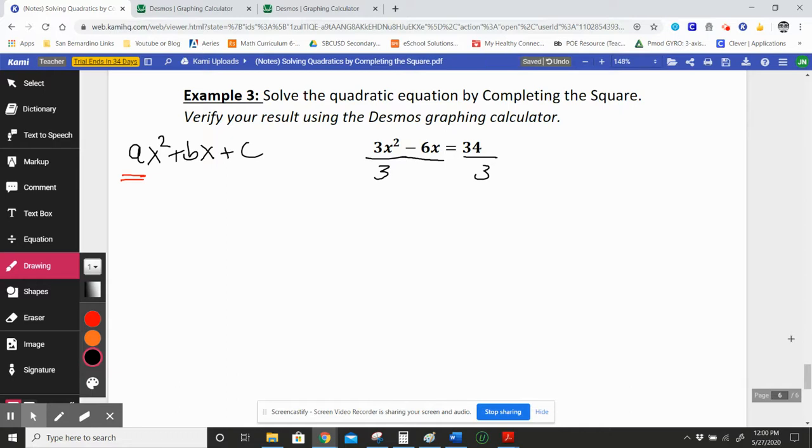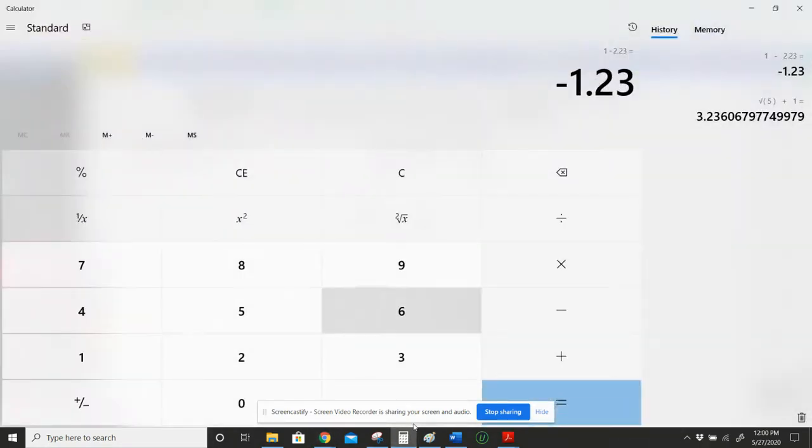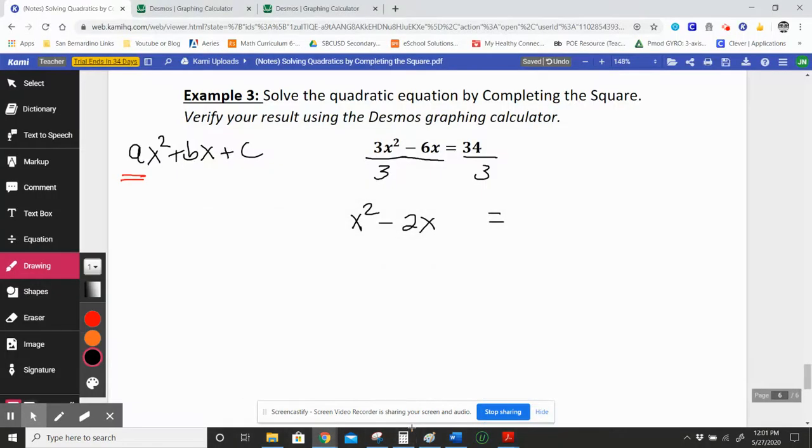So on the left-hand side, I'm left with x squared minus 2x. On the right-hand side, I'm left with 34 divided by 3. Is that an even number? I don't think that's an even number. I think we're going to have to deal with fractions. 34 divided by 3. No, not even. Wishful thinking. Not going to happen. So let's just leave it at 34 divided by 3.